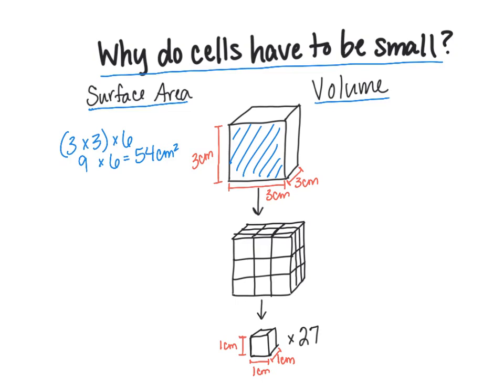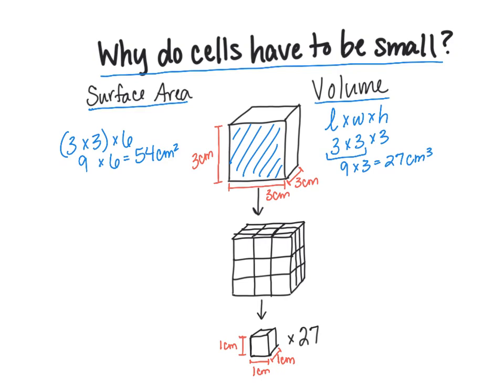Now for the volume, we have to take the length of one side times the length of another side times the length of the third side. So we usually express this as length times width times height. So in this case, we would just take 3 centimeters times 3 centimeters times 3 centimeters. So we would get 3 times 3 is equal to 9 times 3, which gives us a volume of 27 centimeters cubed. Now the exponential on the unit tells us something here.